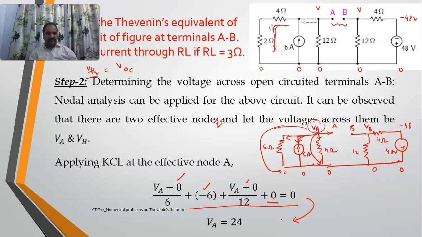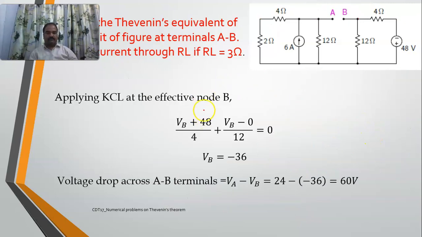Now, similarly, if I write the equation at effective node B, here there are 3 paths. First path, it is open circuited, 0. Second path, it is VB to 0, VB minus 0 by 12. Third path is VB minus of minus 48 by 4. See, I am taking this one as VB. 3 paths, no current here.